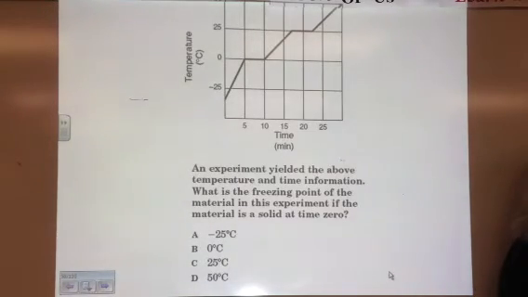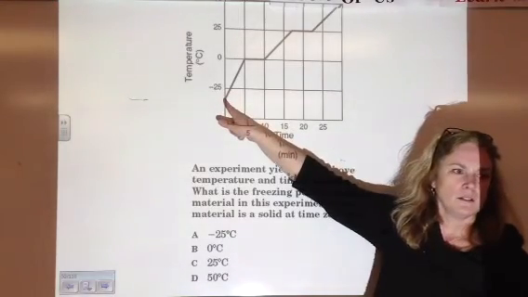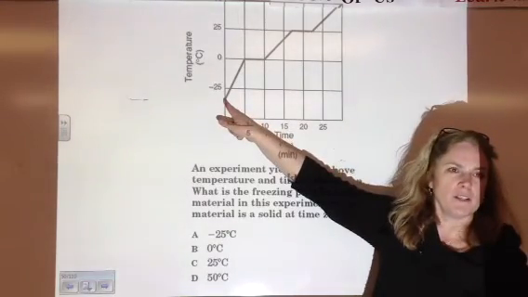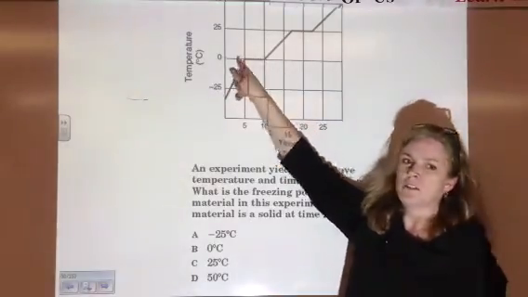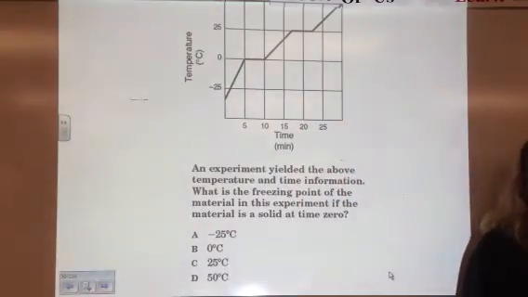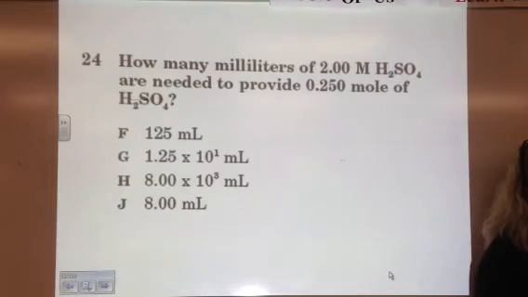An experiment yielded the above temperature and time information. They want to know the freezing point if we start at time 0 as a solid. Okay, freezing point is going to be your first plateau, which is here. So our freezing point is 0 degrees. Interesting. Good job, Anise. 24. How many had difficulty with this one?